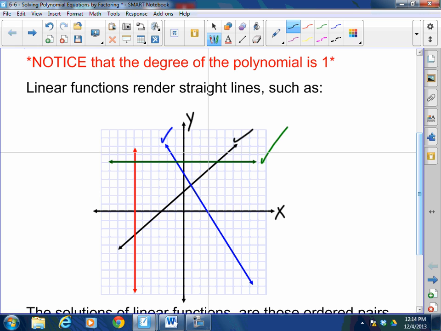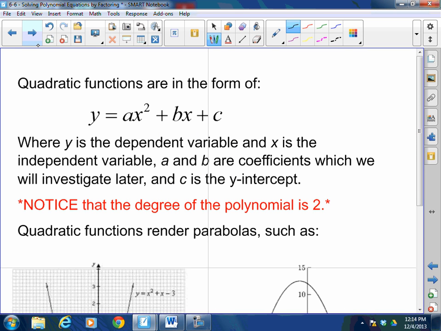Everything's good? All right, and remember solutions are the intersection points. So the intersection point between the black line and the green line is right here. That's the solution of that system. If it's between the green and the blue, that's the solution of that system. If it's between the blue and the black, that's the solution of that system. Intersection points. So all of these are just linear, just some reminder of what linear is. Remember, linear, the degree is 1. Now, quadratics.